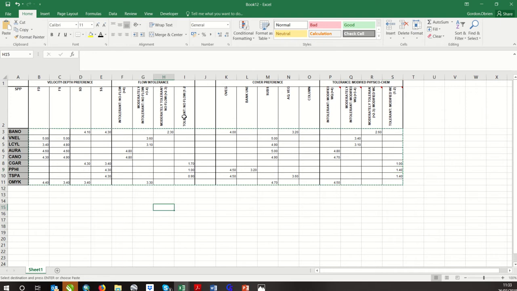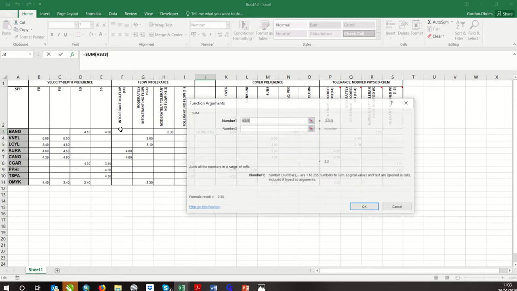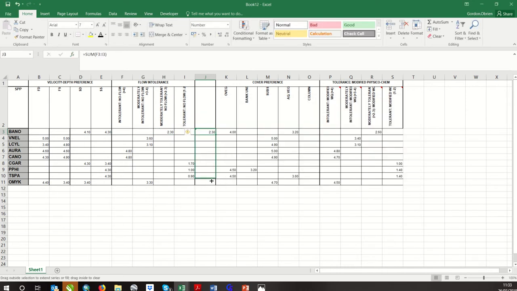Okay, close. And then here, what I want to do is I just want it to be equal to the sum of that, because I want one row.